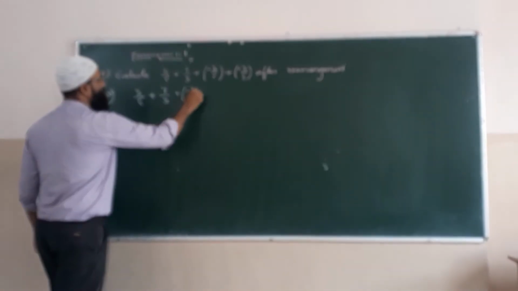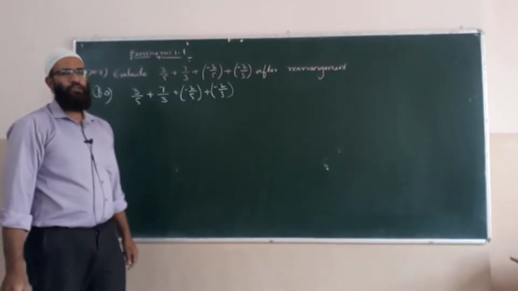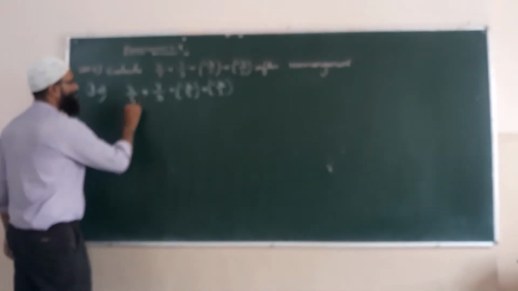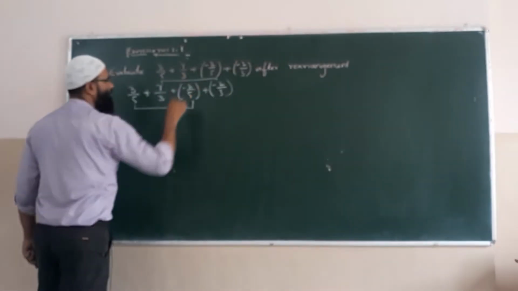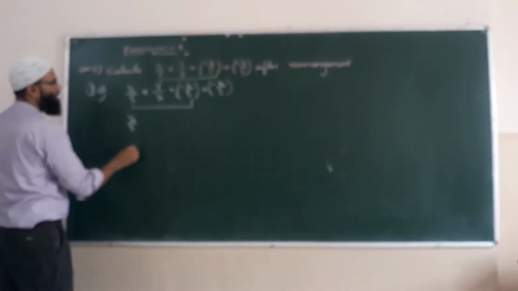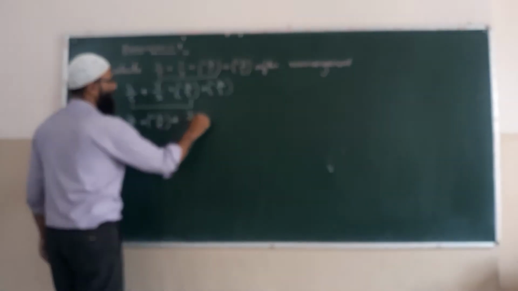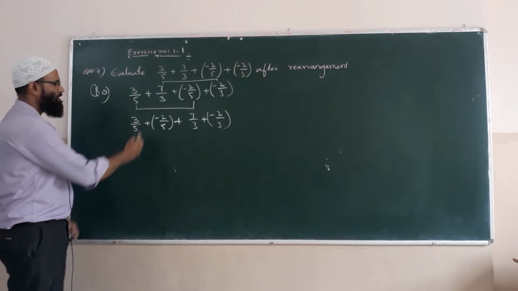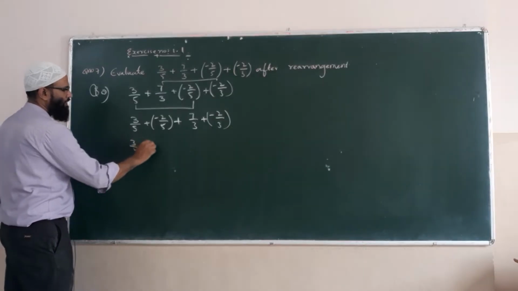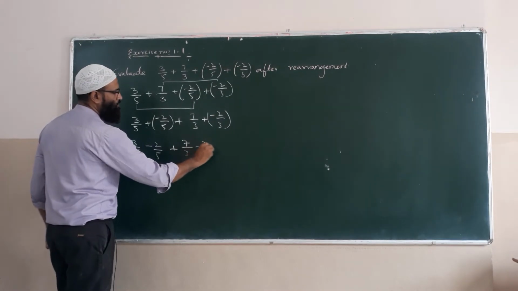3 by 5 plus 7 by 3 plus minus 2 by 5 plus minus 2 by 3. Here you have to arrange the like terms. These two are the like terms. So we arrange: 3 by 5 plus minus 2 by 5 plus 7 by 3 plus minus 2 by 3. Now simplify this one: 3 by 5 plus into minus, minus 2 by 5, plus 7 by 3 plus into minus, minus 2 by 3.